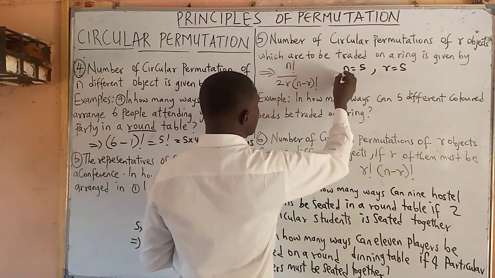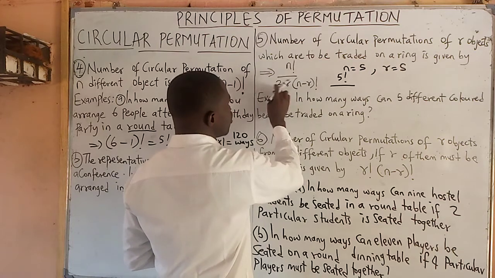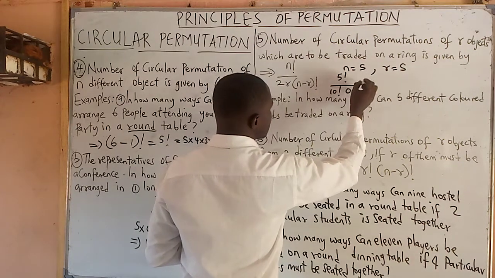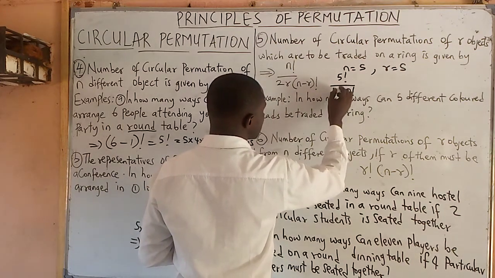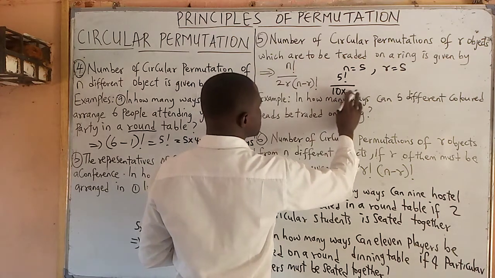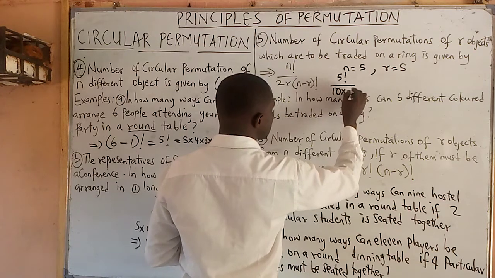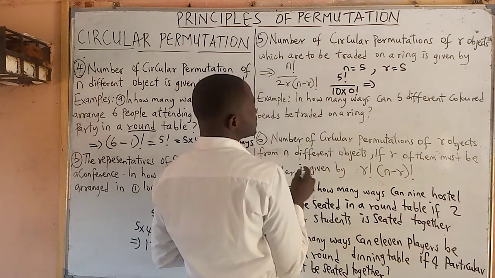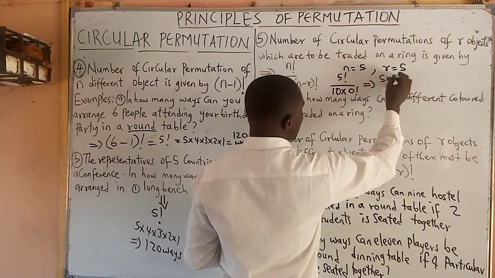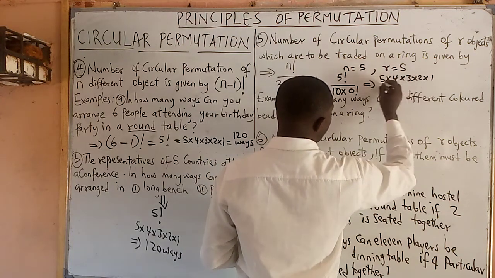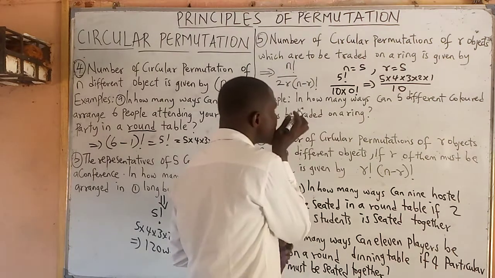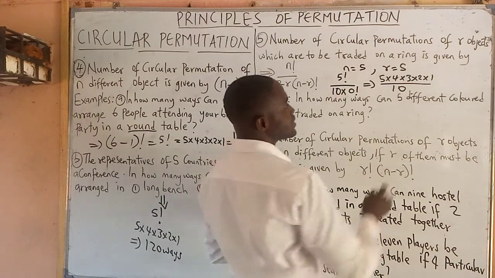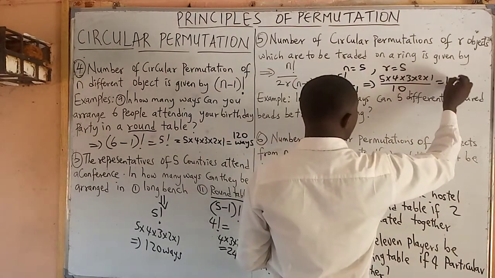So what you now do is you say 5 factorial all over 2 times 5, 10, factorial of 5 minus 5, 0 factorial. So what will it give you? 0 factorial is 1. You now say 5 factorial means 5 times 4 times 3 times 2 times 1, all over 10. Okay, 5 times 4, 20, times 3, 60, times 2, 120, divided by 10, 12 ways.